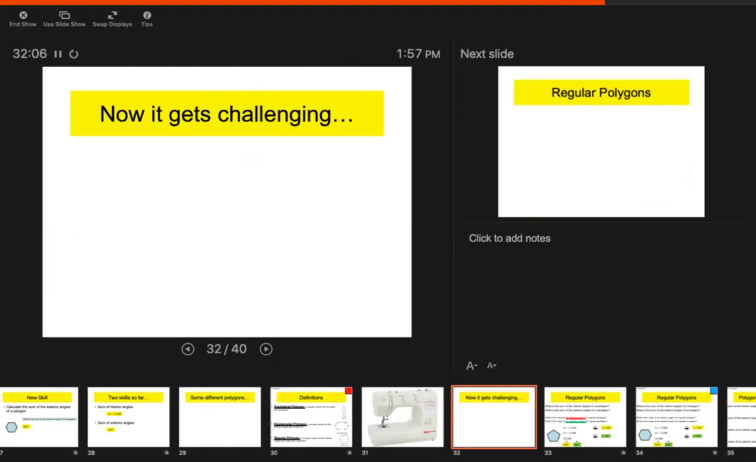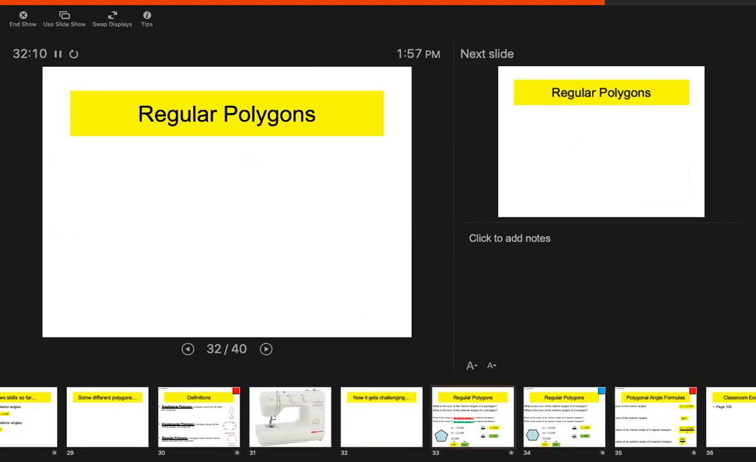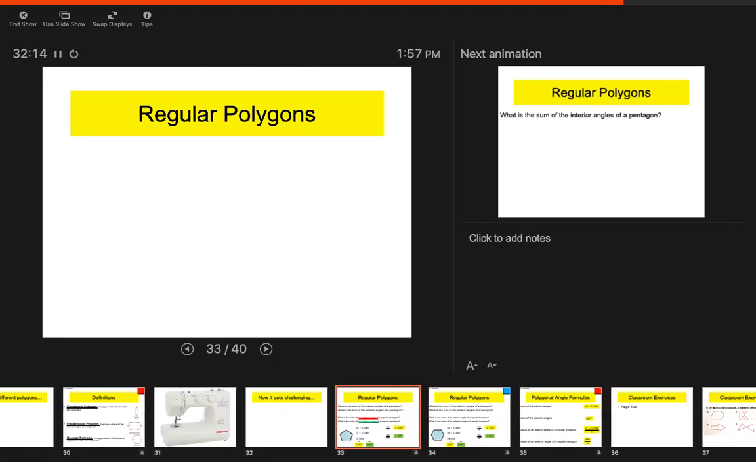All right, so we got to get to the last two. We got 4 minutes to do this. It says challenging, but it's not that challenging. This only applies to regular polygons. Here's a new one: I've got a pentagon. What's the sum of the interior angles?